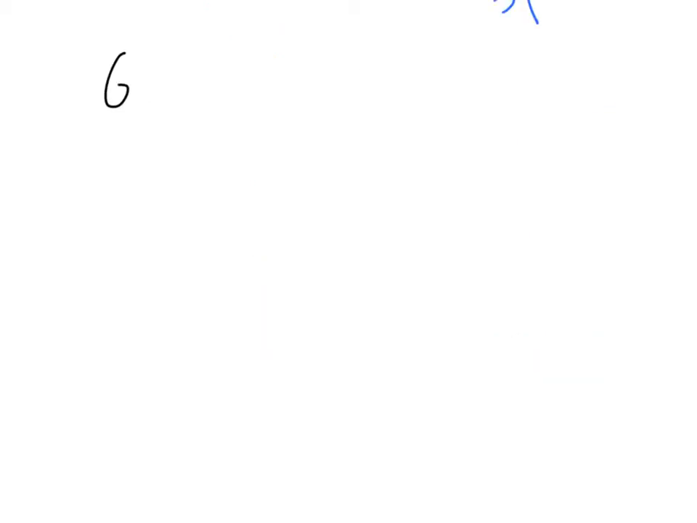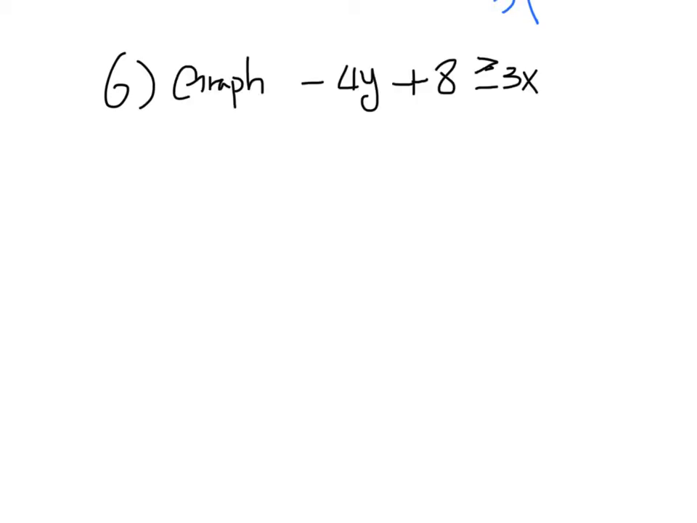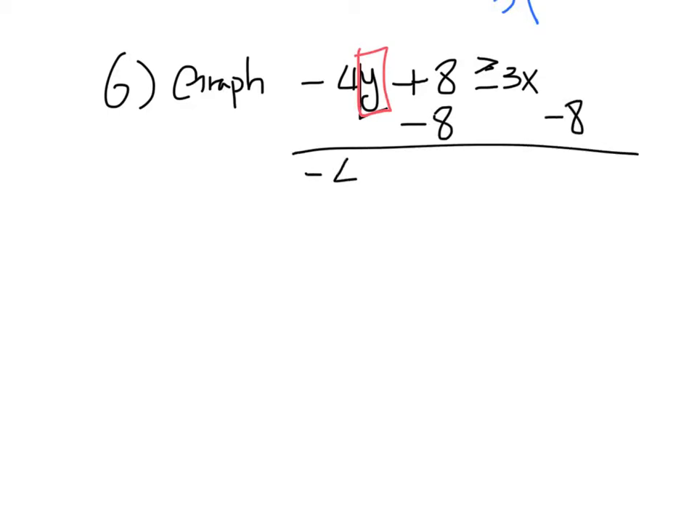Number 6 is interesting. In order to graph this inequality, you know that you gotta leave the y all by itself. So we need to subtract 8 from both sides first. Then we'll have -4y is equal to or greater than... Don't forget to put the x first, and just remember that these two cannot be combined. Okay? Alright, so we want to again leave the y by itself.